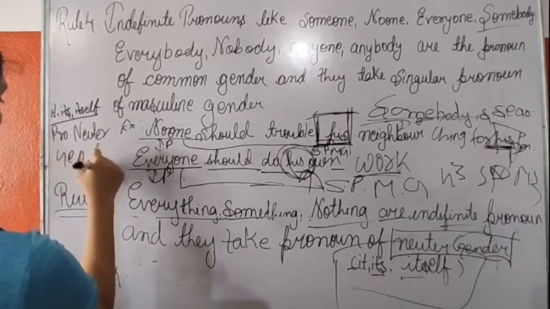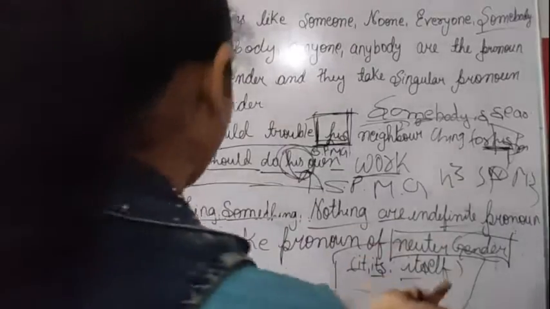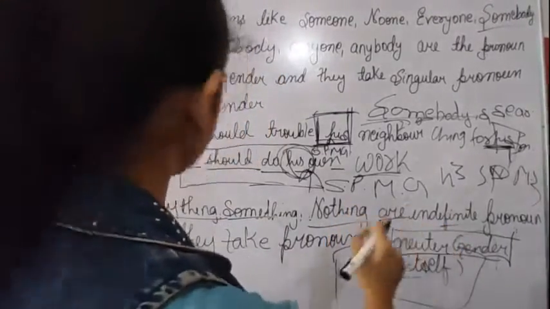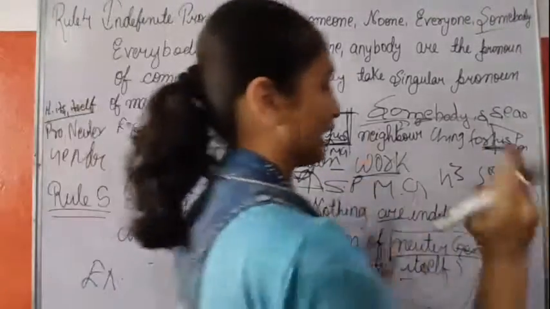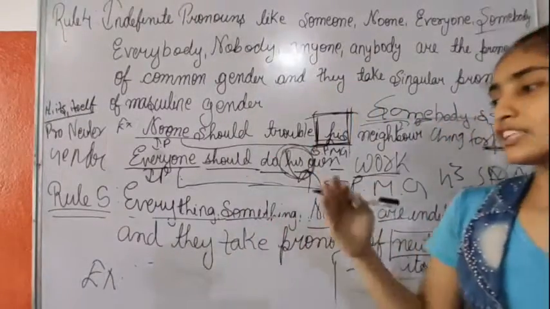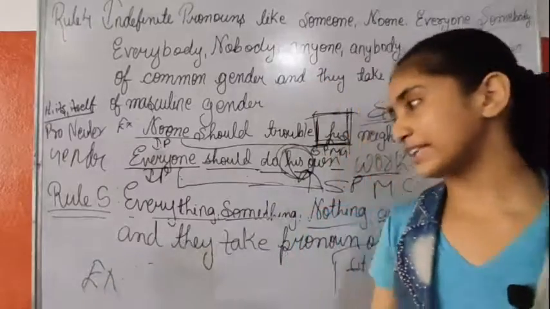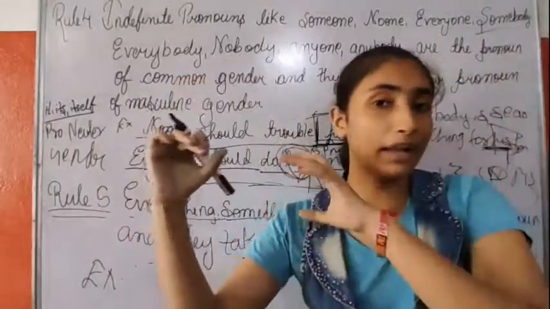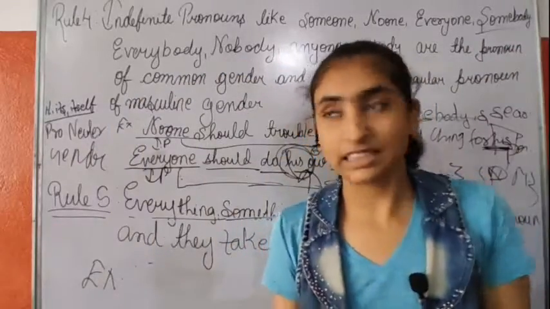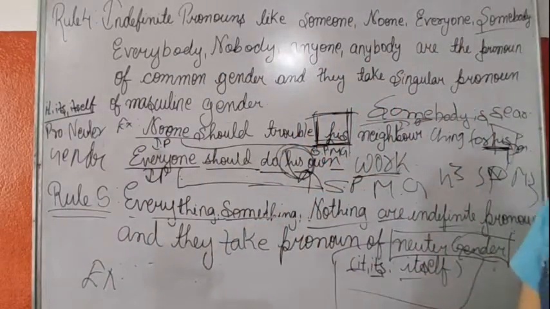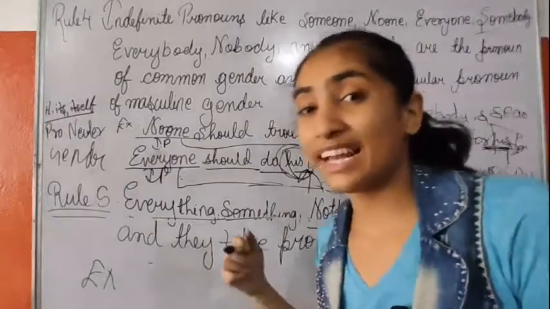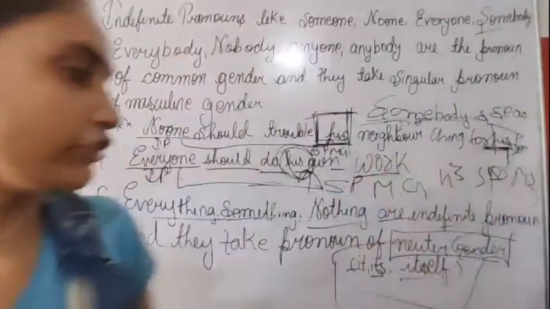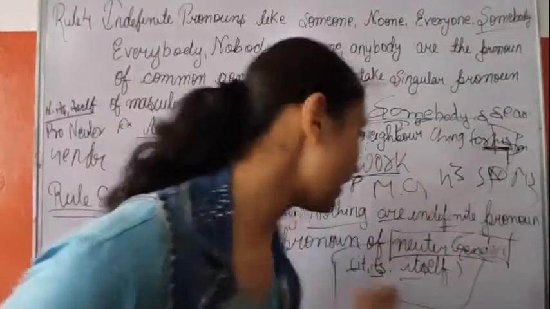So how will you convert it into a sentence? It would be like this: Everything should be kept in its place. So here, everything should be kept in its place. Here you can easily identify that we have used a pronoun of neuter gender.